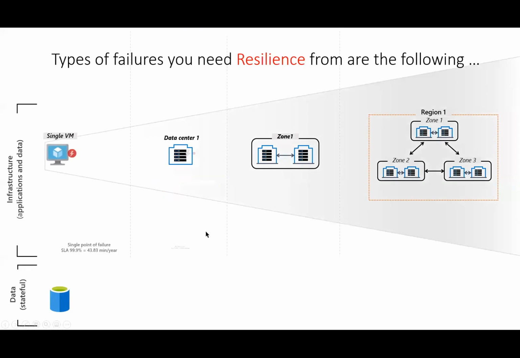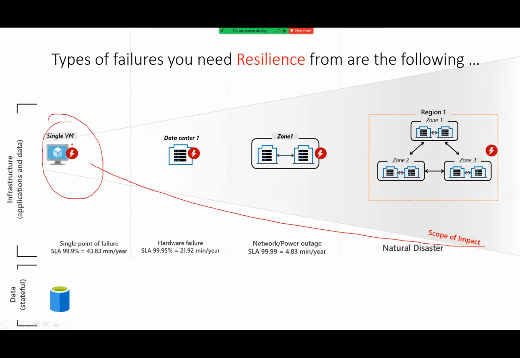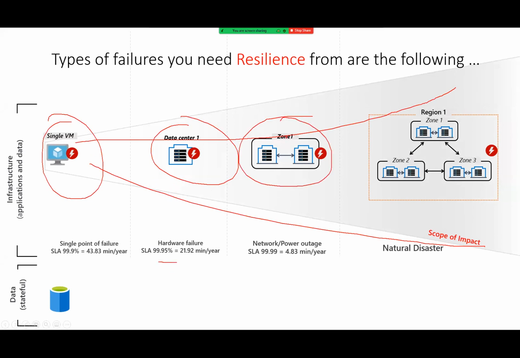So let's just look at resiliencies and what can we actually protect from. Single VM, and we call this nice word, the blast radius. A data center going down, you're looking at 99.95. A zone going down, 99.99. So between one zone and the other. So you notice 99.95 in the same zone becomes 99.99 if you go between zones in the same region.